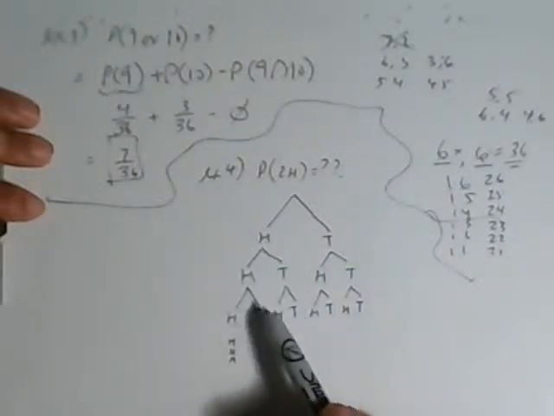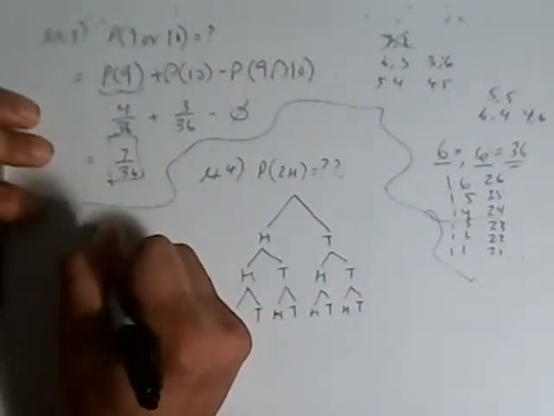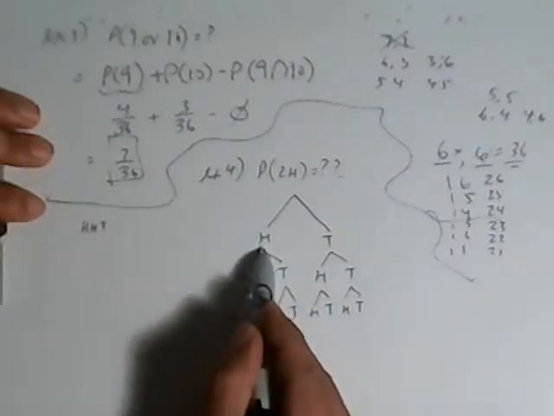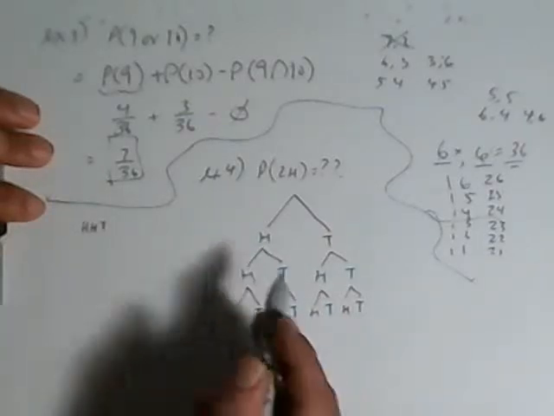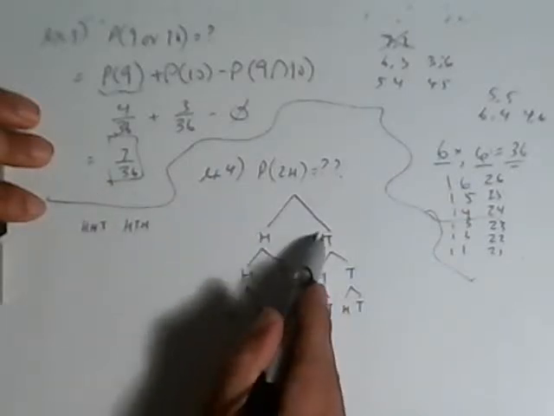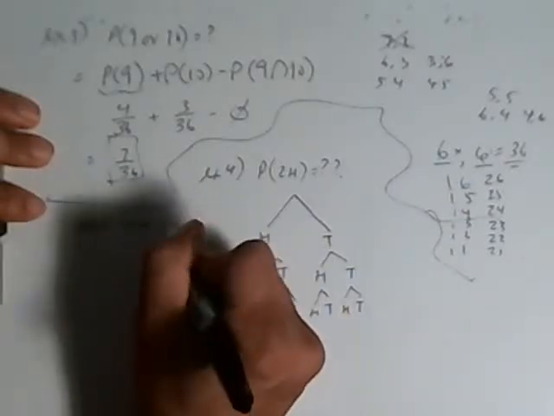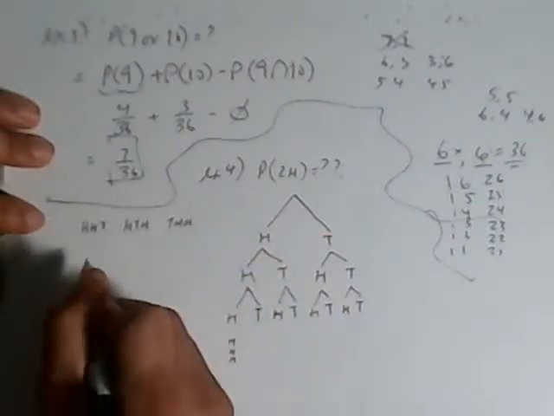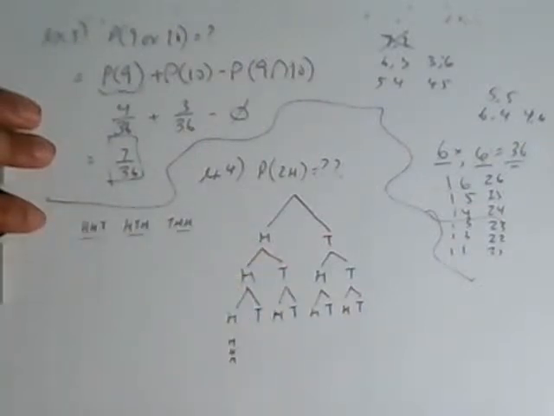You can have heads, heads, tails. Heads, heads, tails. You can have heads, heads, tails, heads. There's the first part. You can have tails, heads, heads. Oh, there's only 3 of them possible.